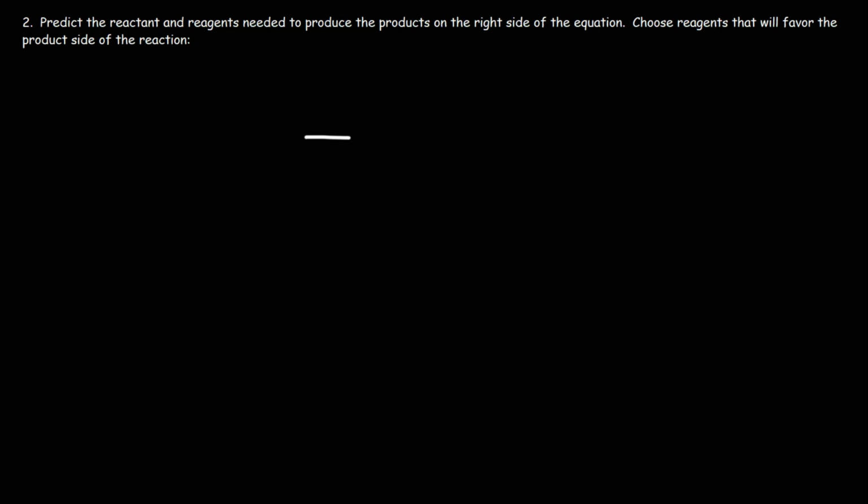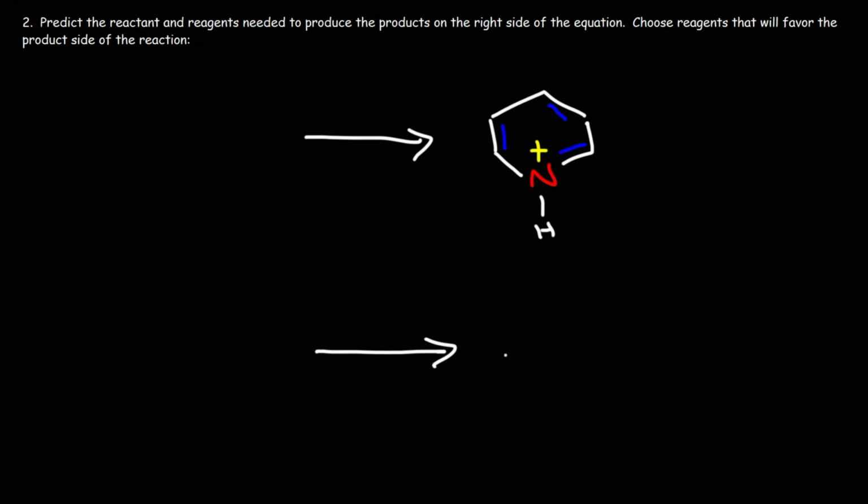So let's say we want to make the protonated form of pyridine. What reagents do you need, and what's the starting material? And also, let's say we want to make this product as well. What do we need?